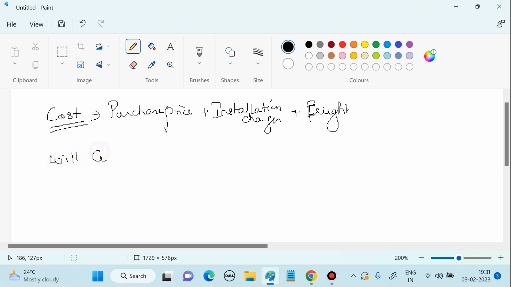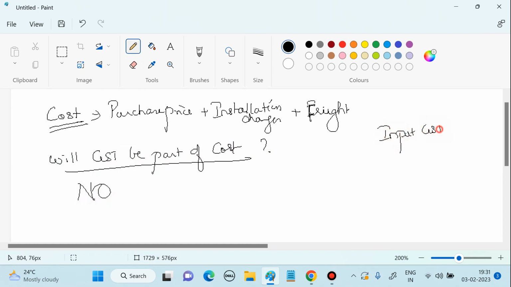My question, will GST be part of the cost? No, correct. Because when you pay GST to purchase an asset, it will go into the input GST account, say CGST, SGST, IGST, and you would use that to set off against the output GST that you have collected. So when you are using it there, you cannot use it again here, add it and take depreciation on it. That is why GST will not be part of the cost.